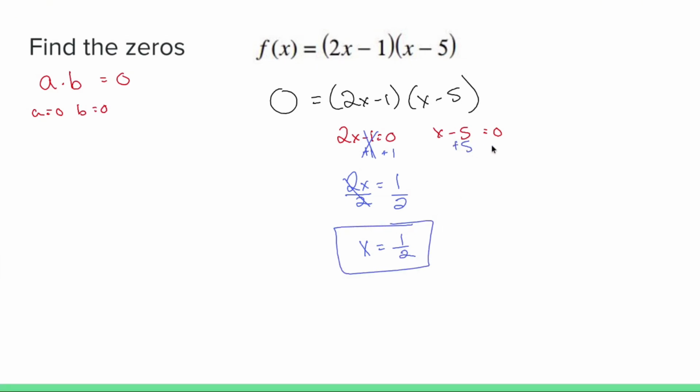This guy you add 5, and of course you probably could have looked at this and said, oh, that's just x - 5, so the answer is going to be x = 5. And if you thought that correctly. So that's my second option.